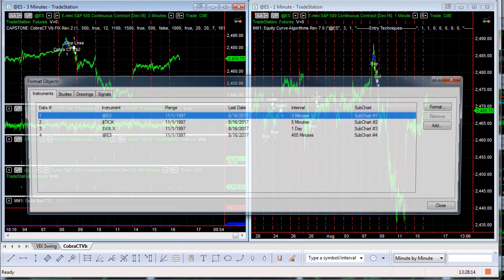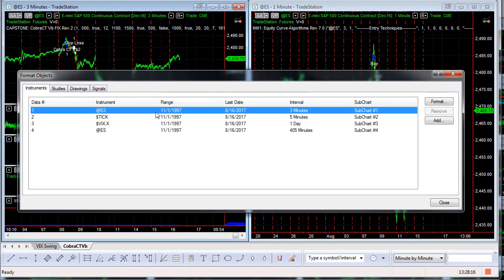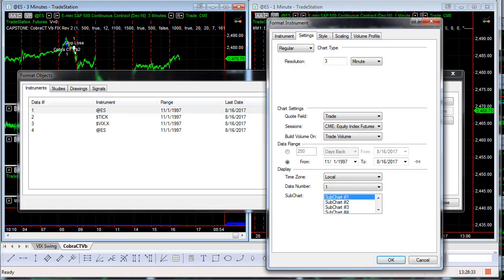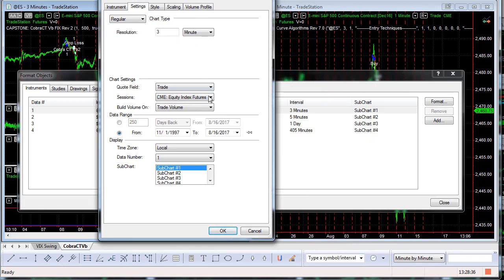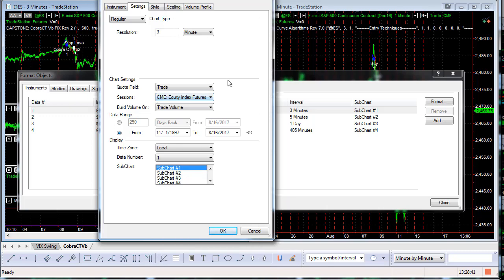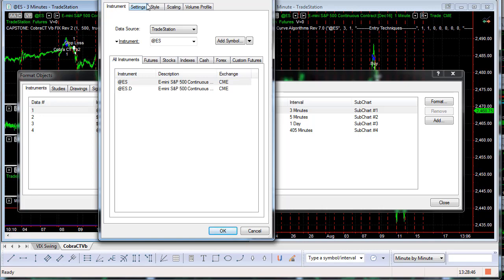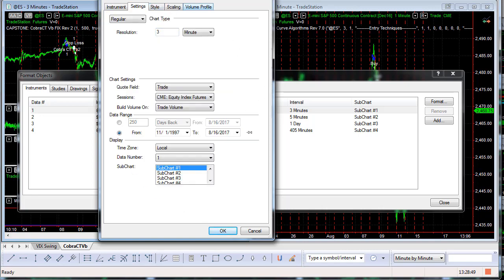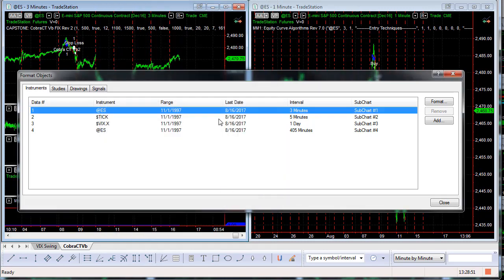So first of all, you want to set up the data. You have 4 data sets at ES, and this is the day session. You can use @ES.D if you're in TradeStation, but the .D symbol is just the day session, but most platform data feeds don't have day session only, or many don't. So what you can do is set up @ES, or the symbol for the E-mini S&P, and use this CME Equity Index Futures Open Outcry to get the day session. Then you put the date in, use the local time setting, and these are the settings that you need to have set up for the E-mini S&P 3-minute chart.